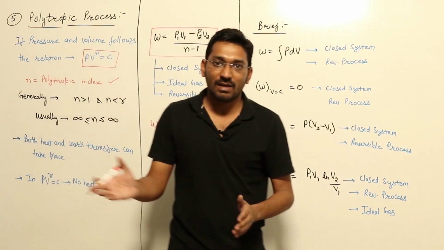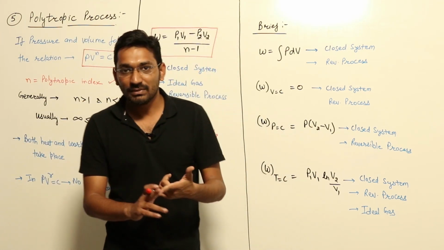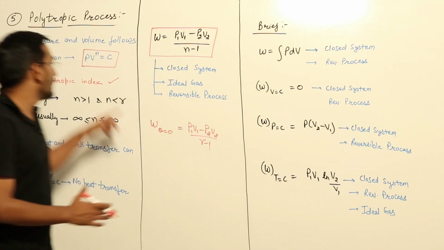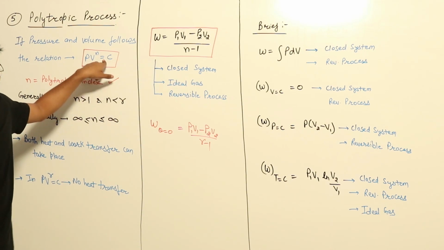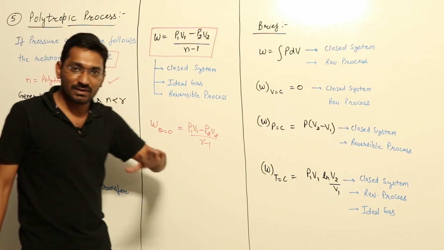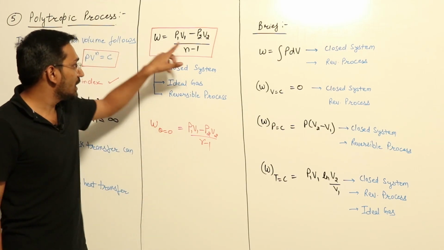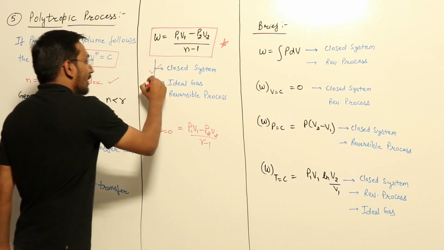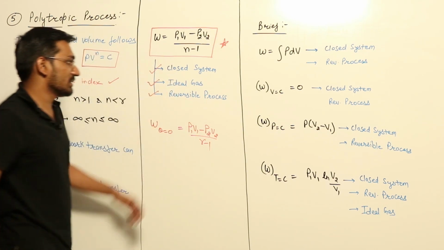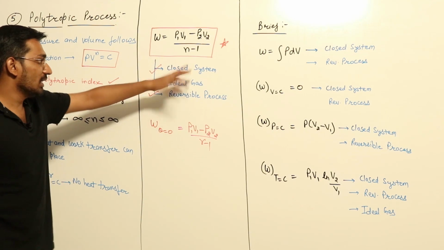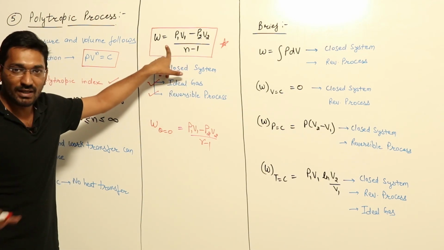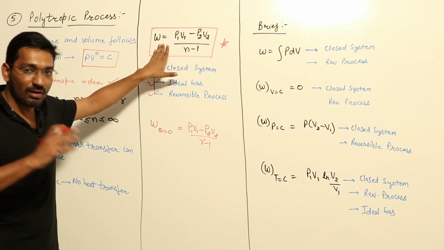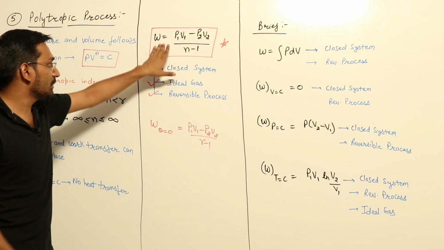The assumptions will remain the same as those of the adiabatic process: a closed system, the process must be reversible, and the material must be an ideal gas. The equation PV raised to power n equal to constant holds good for an ideal gas and a reversible process. So this formula will be valid only for a closed system, ideal gas and a reversible process. If any of the assumptions does not hold good, this formula will not be valid. So this is the work done by a system in a polytropic process.